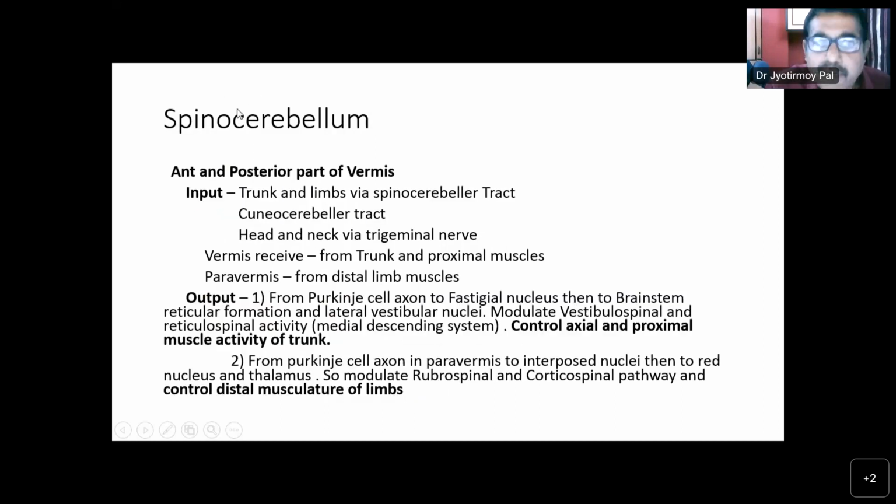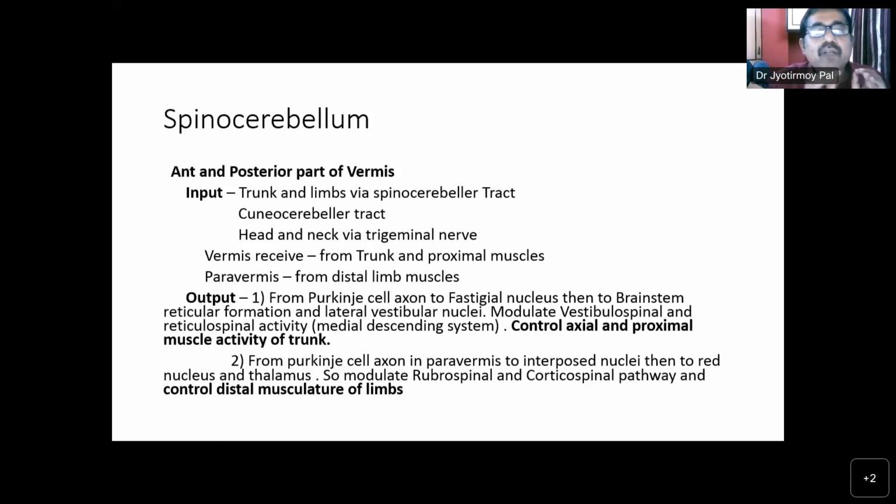Now we are coming to the spinocerebellum. I told you it is the vermis and paravermis area. They get input from the spinocerebellar and cuneocerebellar tracts and also the trigeminal nerve, which carries sensation from the head and neck. The output from the spinovermis goes to the vestibulospinal and reticulospinal tracts in the brainstem. These two fibers basically control the proximal musculature and axial muscles. So this is one function.